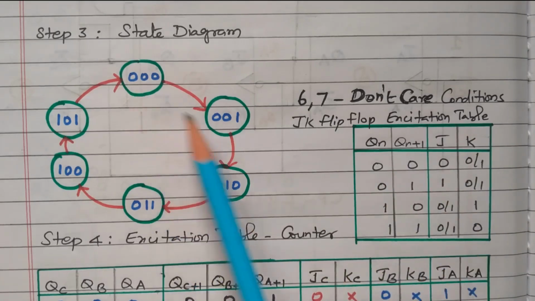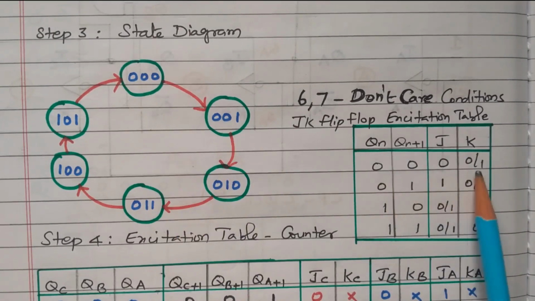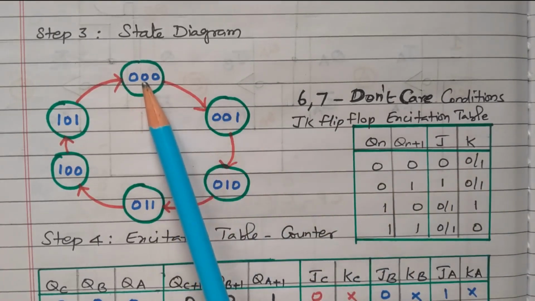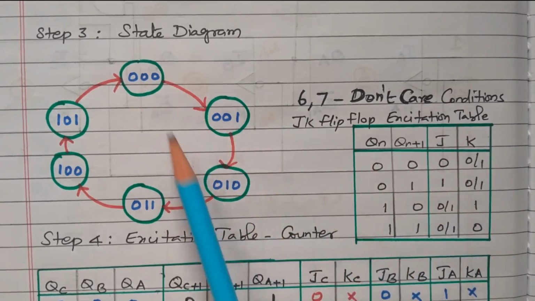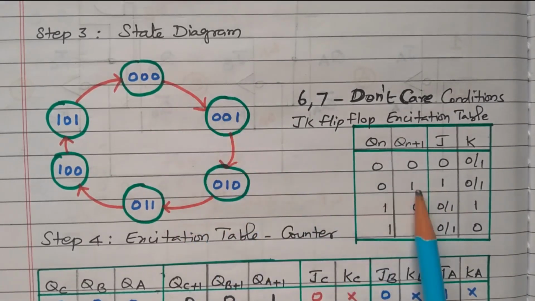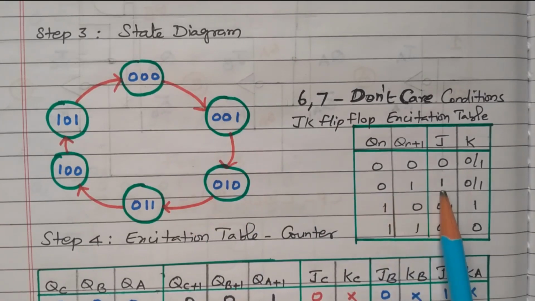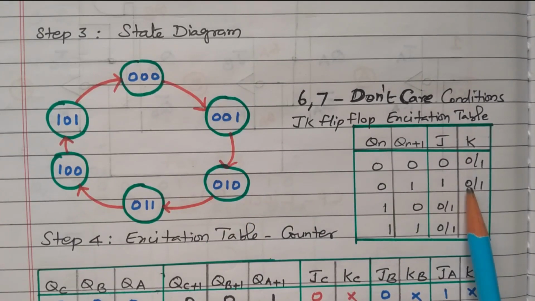For example, see this 0 to 0, there is no change. 0 to 0 means J is 0, K is X. For the second flip-flop B, also 0 to 0, so J is 0, K is X. The third flip-flop A changed from 0 to 1, so the input to J is 1, K is X, right. So this is the next step: the excitation table of the counter, which we need to decide from this excitation table. By referring to this state diagram and excitation table, we can frame the excitation table of the counter, right.